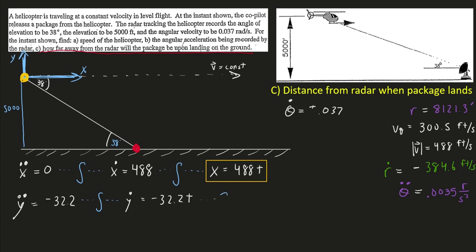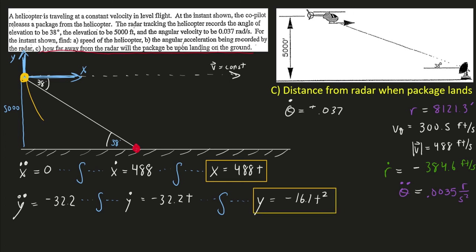Alright, we'll take another antiderivative. The y-coordinate of this package will equal negative 16.1 t squared plus some constant. At time equal to 0, my package is here, and here is at the y-coordinate of 0. So the c constant is 0, and my finished y motion equation is this.